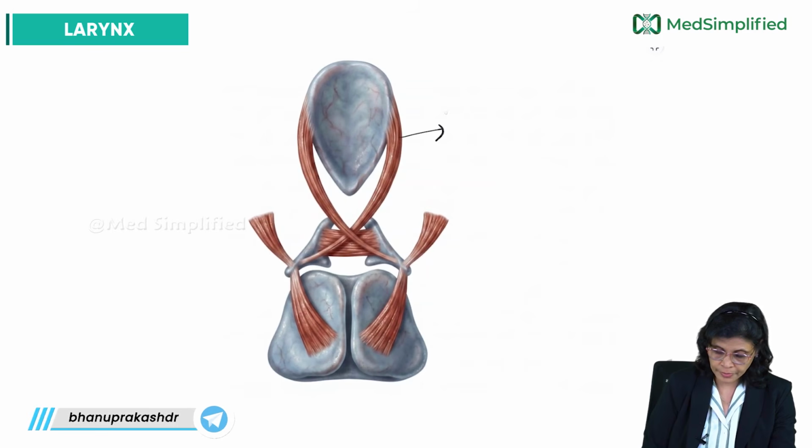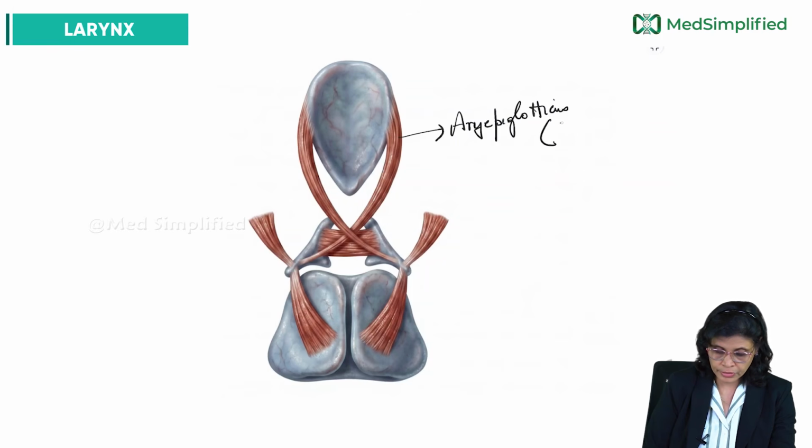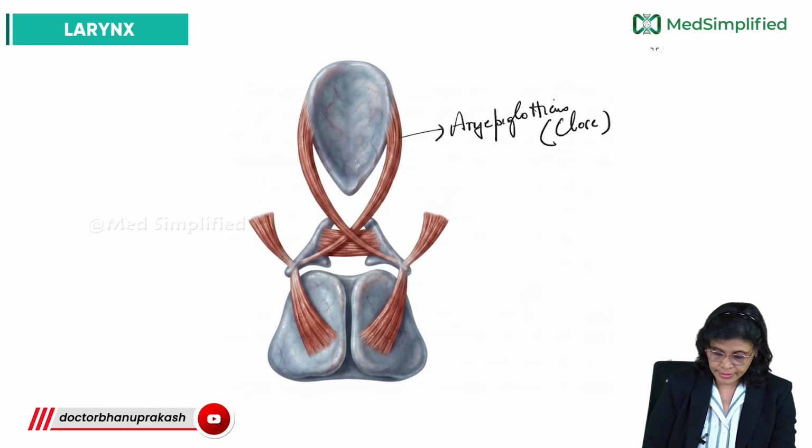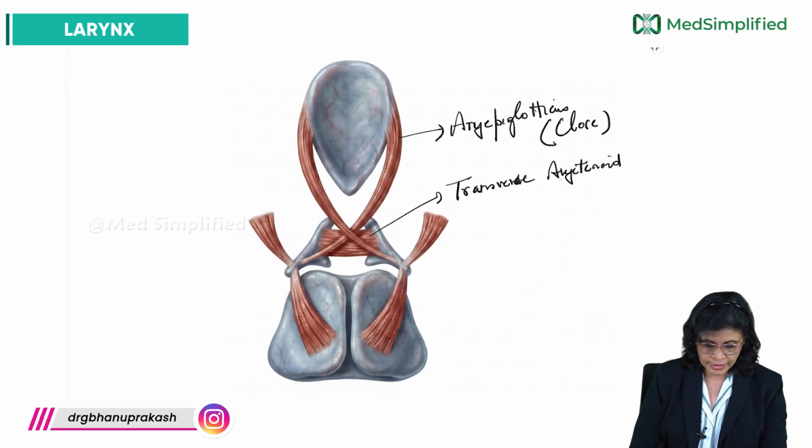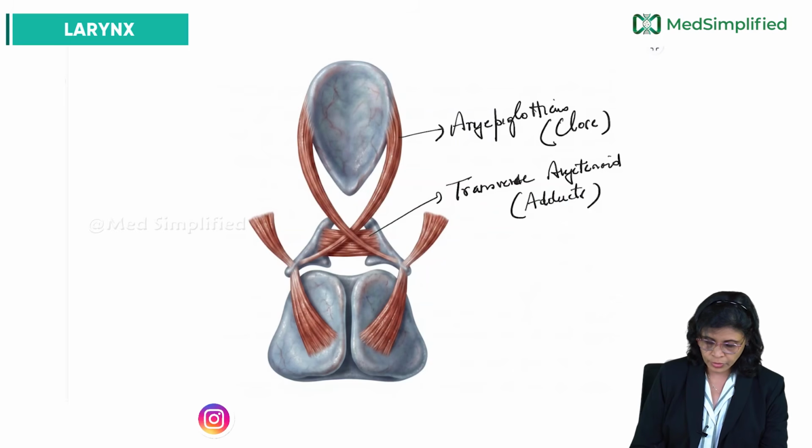So this is again the aryepiglottic muscle. It will bring about closing of the inlet of the larynx. This is the transverse arytenoid. So transverse arytenoid will again adduct the vocal cords.